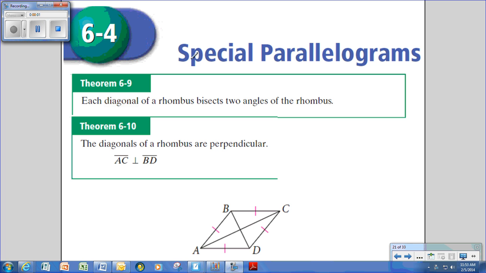This lesson is talking about special parallelograms. And the first special parallelogram that we're going to focus on today is a rhombus.